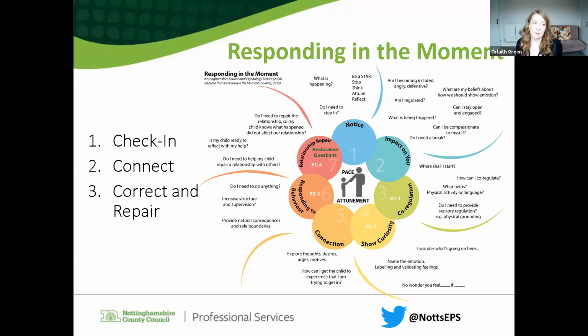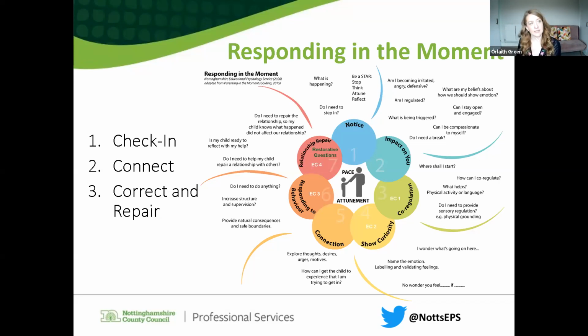But remember this sometimes misconception, the connection is not the only bit of relationship-based practice. It doesn't mean that there's no correction of behavior and repair. That bit of it is really, really important. So we connect and then we correct. And we also check in with ourselves. And actually, we do this in the first instance in this model.